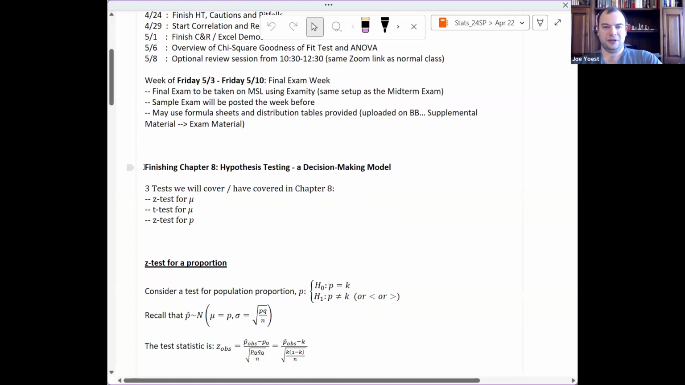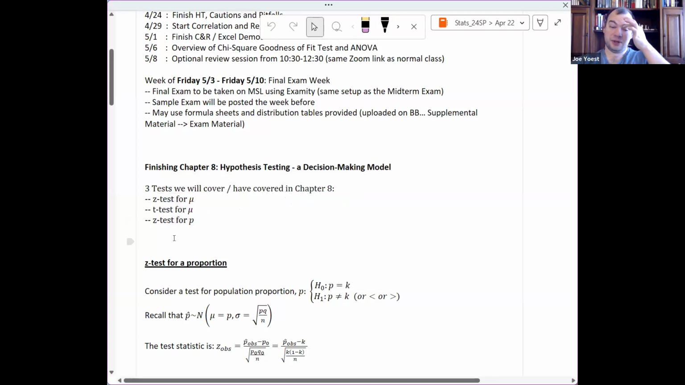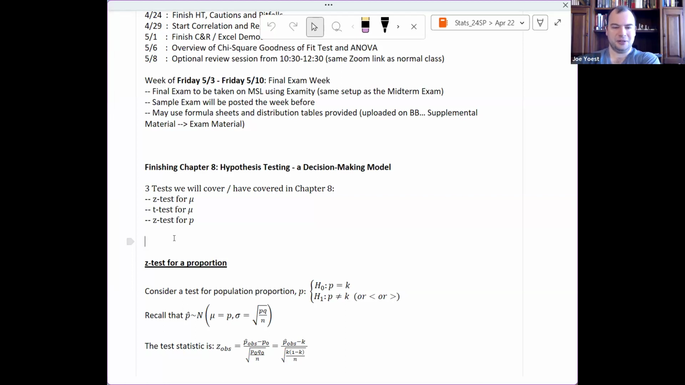Okay, so finishing up chapter 8, just as a reminder, we have covered 2 hypothesis tests already: the z-test for mu and the t-test for mu, the hypothesis testing for mu when either sigma is known or when sigma is unknown. And today we're going to talk about the z-test for P, the population proportion. We're going to talk a little bit about testing for the difference between 2 means. That can also be a pretty big topic, so we're just going to touch on one piece of it. And then if we have time, we're going to start into the cautions and pitfalls of hypothesis testing.